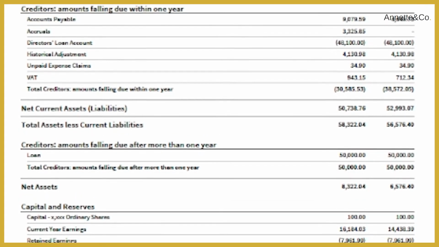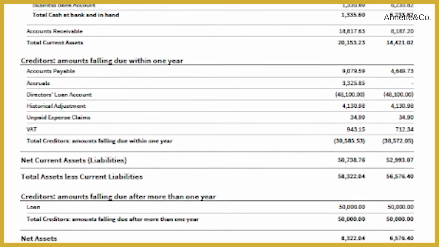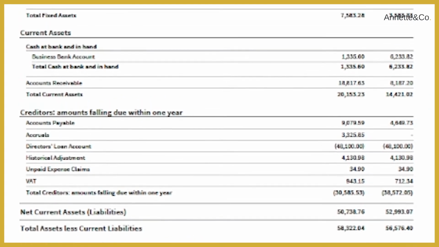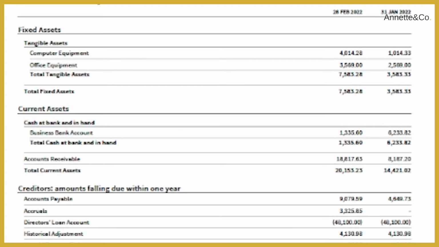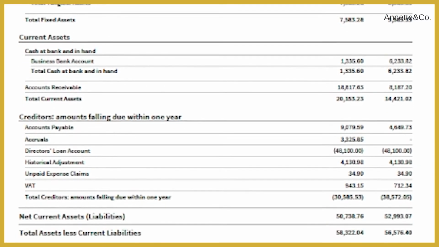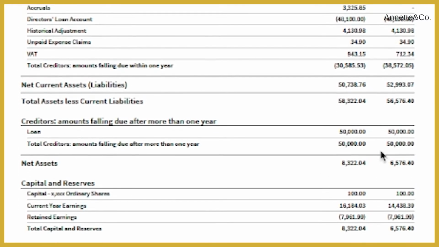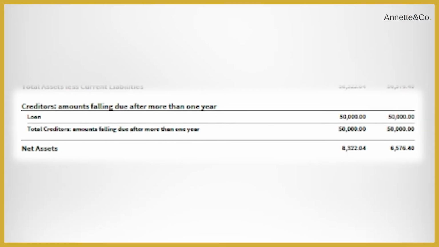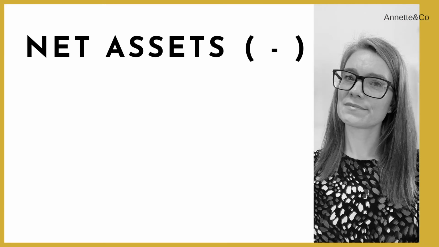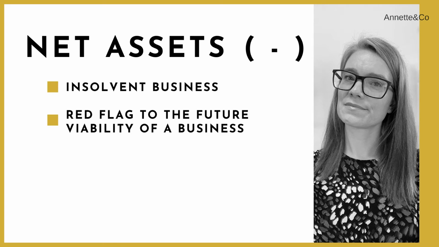So how do we analyze the information in the balance sheet? Well, looking at the balance sheet is just a start. We need to understand what it actually means in order to understand the financial health of our business. The simplest way to do that is to first off look at this net assets number. If this number is negative, the business is technically insolvent. Therefore, we do always want to make sure that our net assets number in our business is positive. Otherwise, it is a big red flag to the future viability of a business.